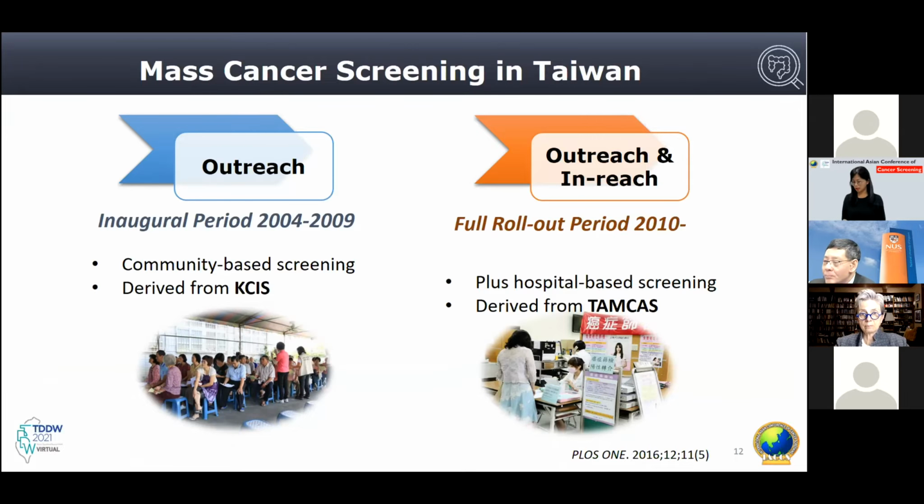To increase the accessibility of screening, starting from 2010 the previous approach was combined with an enriched hospital-based program that invited subjects who were already engaged for treatment unrelated to colorectal cancer in the healthcare system. This model derived from TANKers.